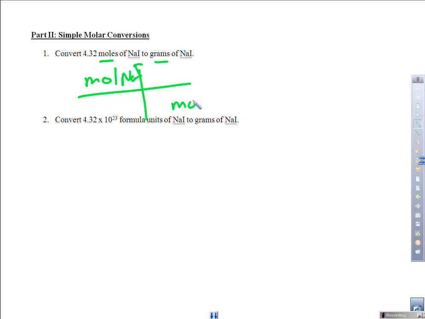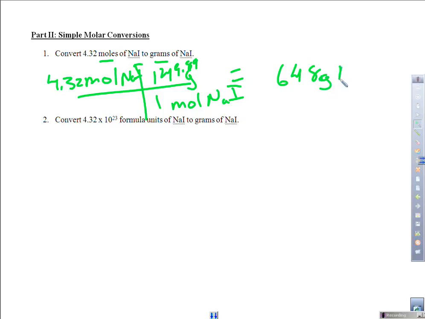So we multiply by the molar mass, and then we divide by 1 mole. And the molar mass of NaI is 149.89, and so this is 4.32. So all it is, and that's just 1 right there. You just multiply through, and that gives you 648 grams, because we start with 3 sig figs. So it's 648 grams NaI.